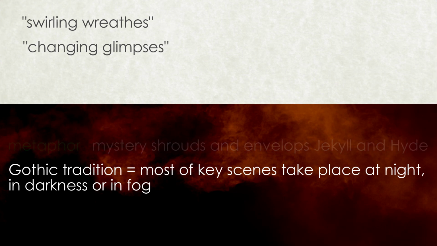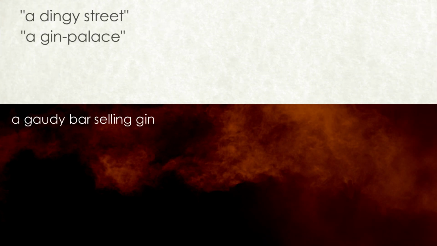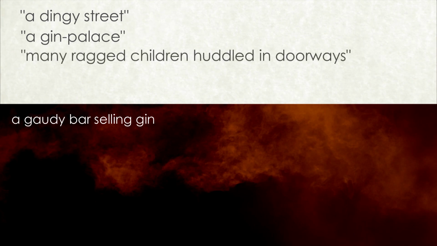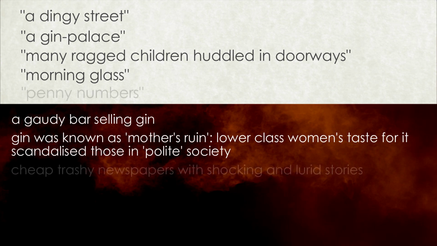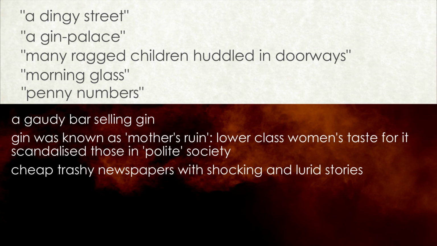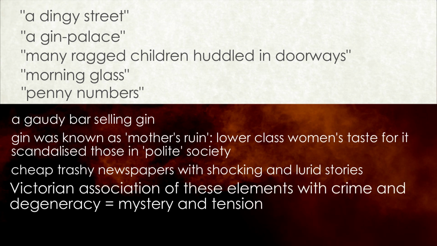When the fog eventually lifts a little in the extract, it is only to enumerate the unpleasant elements of their surroundings, such as a dingy street and a gin palace, as well as the people who inhabit it, the many ragged children huddled in doorways, and the women leaving their homes for a morning glass of gin. The dirt, the poverty, and the references to alcohol and penny numbers, or cheap, trashy newspapers which entertained their readers with tales of murderers and executions of highwaymen, would have created tension, as Victorian readers would associate all these elements with criminality and degeneracy.